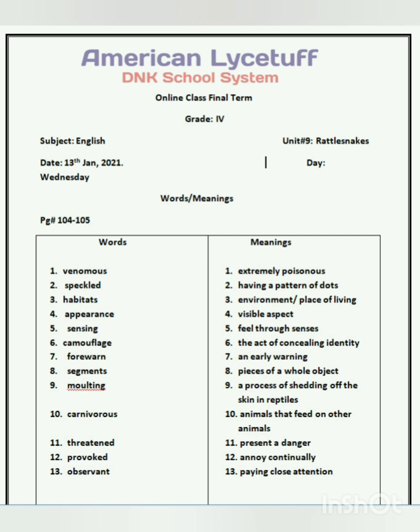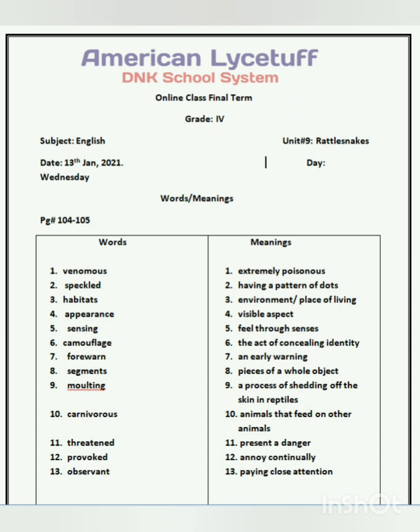So as the snakes hide their identity in their surroundings, according to their surroundings, as they have a similar pattern on their bodies. Then we have the next word, forewarn. It means an early warning, to give a warning to someone beforehand. The next word is segments. Segments means the pieces of a whole object, pieces that combine together to make a whole object.